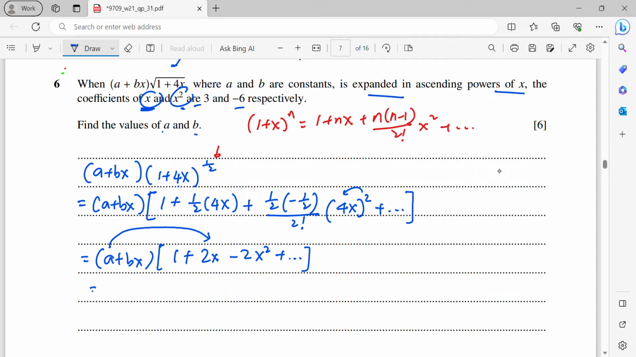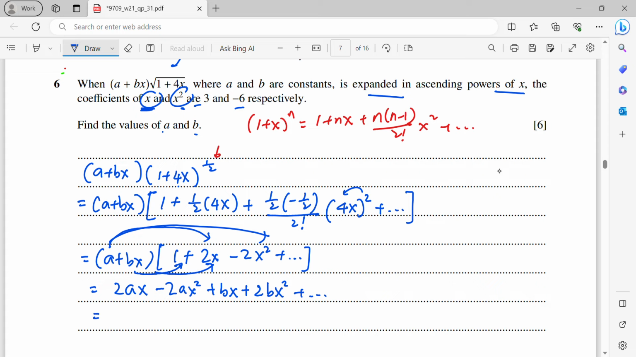So here I will get 2ax in order to get x, and then to get the x squared, this a multiplied with minus 2x squared, I will get negative 2ax squared. And then for this bx, in order to get x, I need to multiply by 1, so plus bx. Then to get x squared, multiply with 2x, I will be getting plus 2bx squared. Then, of course, we still have other terms.